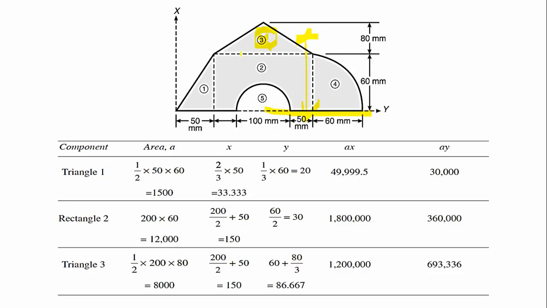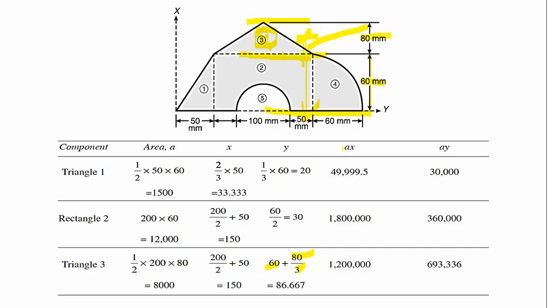If you see the triangle, this is the base and this is the pointed end. From the base it is 1/3. 1/3 of how much? 80. That is 1/3 of 80, that is 80 divided by 3. This is the distance we will get, plus this 60 mm has to be added. So we got x values, we got y values.